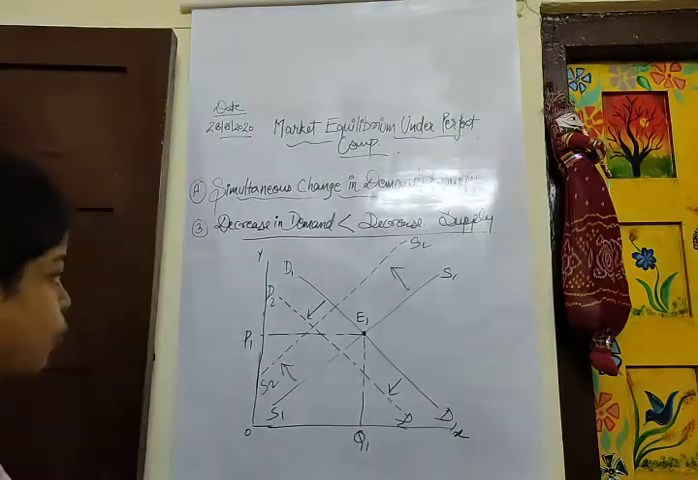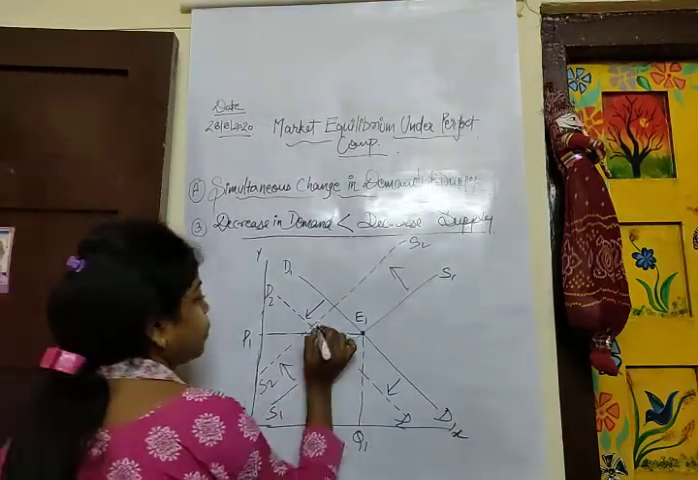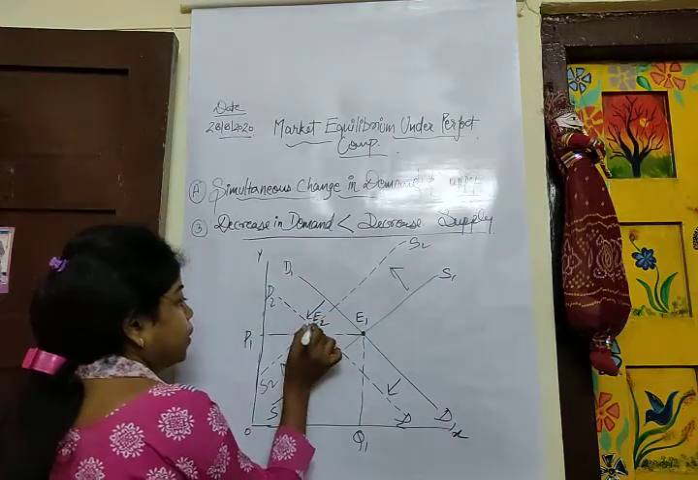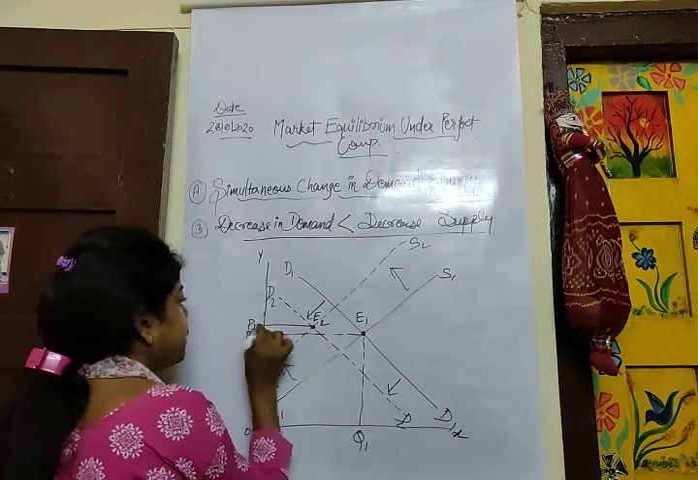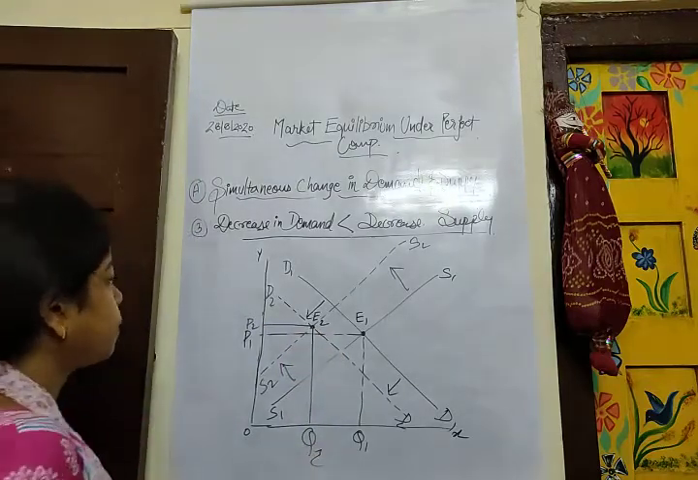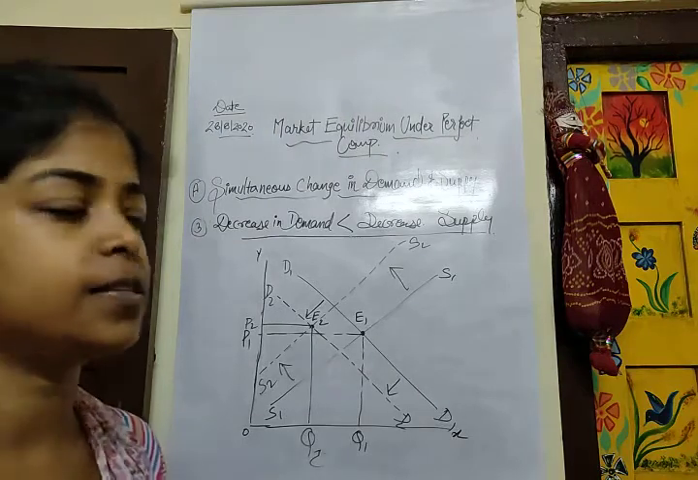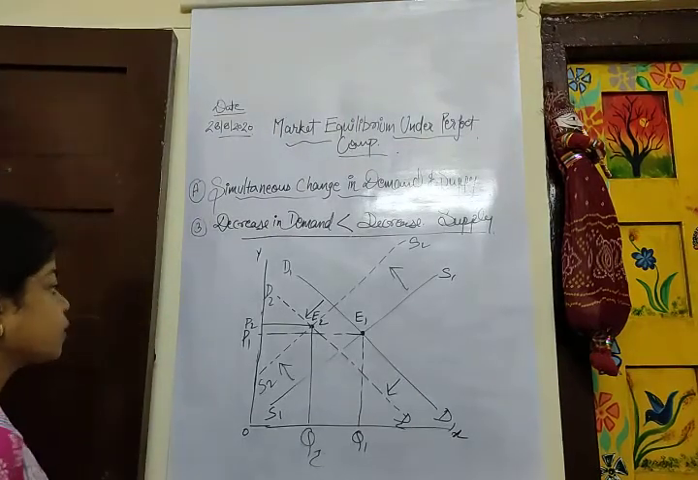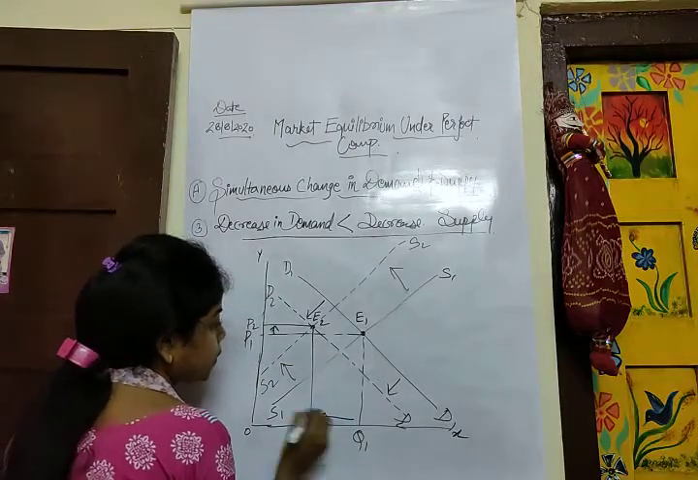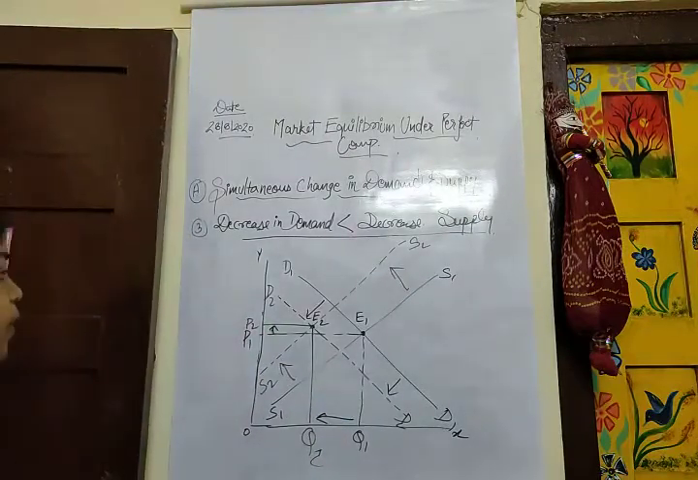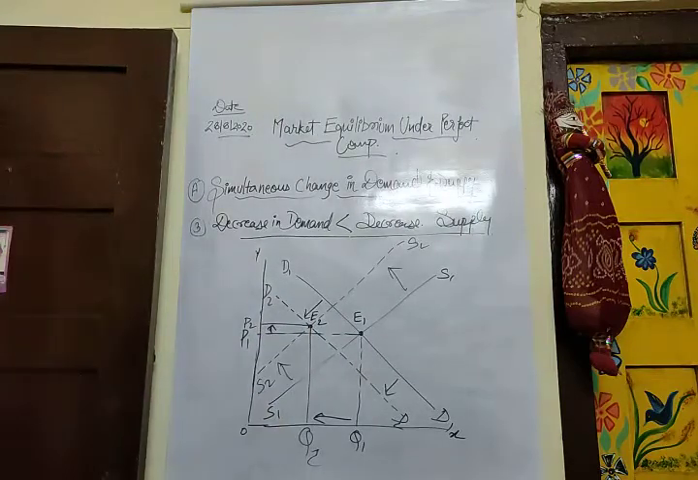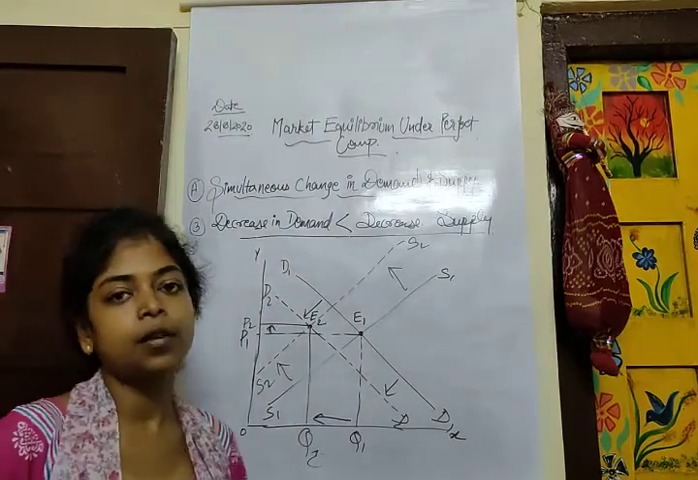Where is the next intersection point? The next intersection point is this. It is E2, and this is P2, and this is Q2. It means when the decrease in demand is less than the decrease in supply, the price increases and the quantity decreases, and we get the market equilibrium at this point. So I hope you all understand this concept.